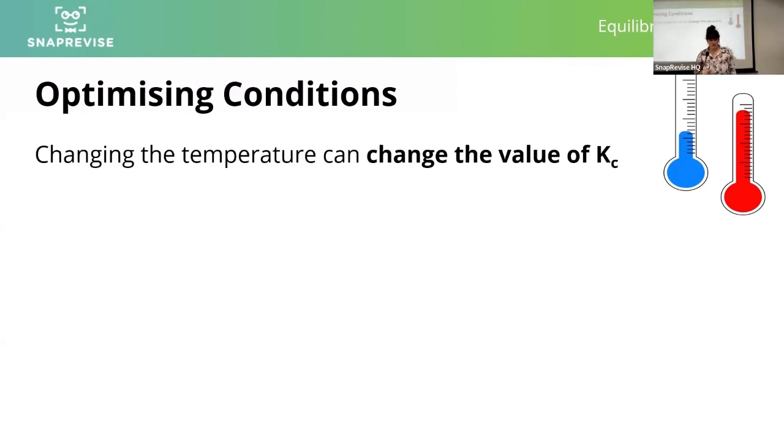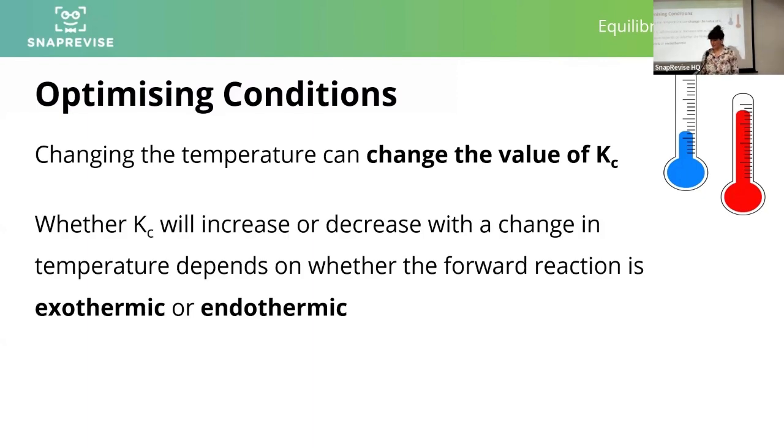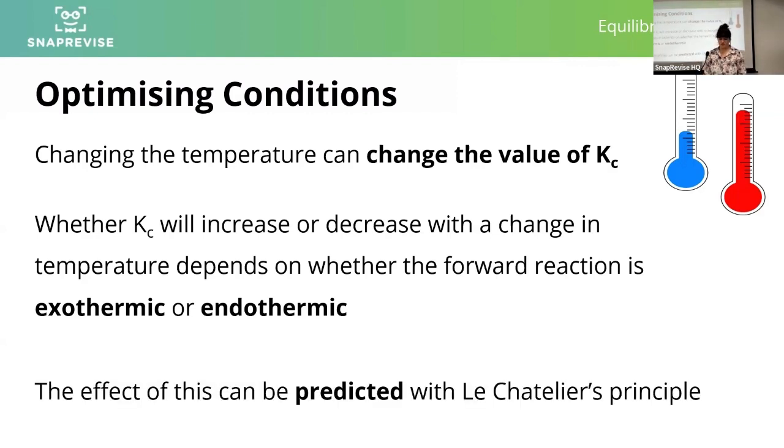So specifically within chemistry, as I've mentioned a couple of times, temperature is the thing that can change the value of Kc permanently. Whether Kc will increase or decrease with a change in temperature depends on whether the forwards reaction is exothermic or endothermic. So if you change the concentration, you don't change the value of Kc. The position of equilibrium will adjust to keep Kc constant. It will adjust to allow your ratios of reactants and products to settle back into the values where Kc is constant. Change the temperature, it will change, but it is dependent on whether you've got an exothermic or an endothermic reaction. And, funnily enough, the effect of this can be predicted with Le Chatelier's principle.